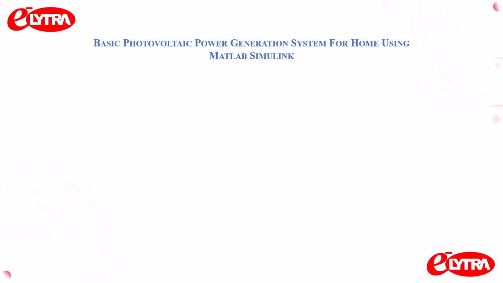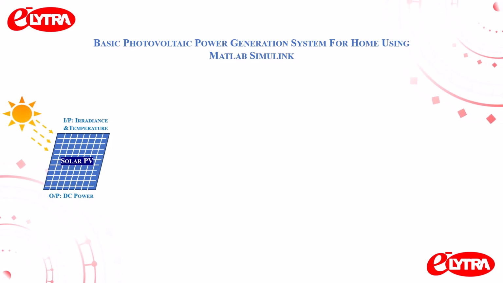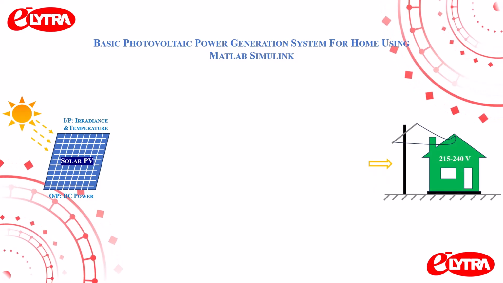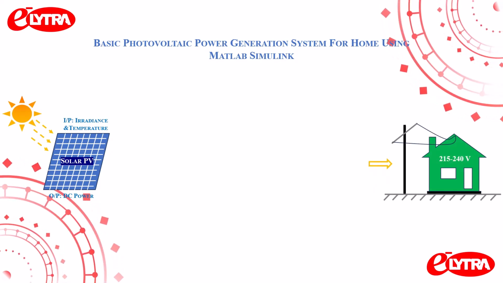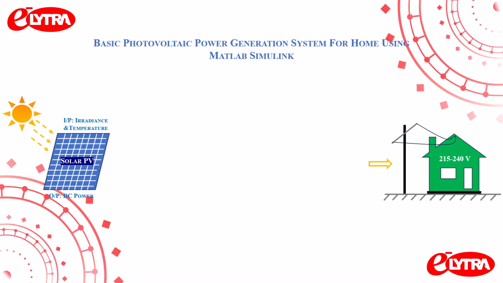Here's our solar PV array. We know that solar PV array uses sun irradiation and temperature as input to generate DC power as output. This power will be used in home for different appliances, but we know we use single phase AC supply in our home ranging from 215 to 240 volt.